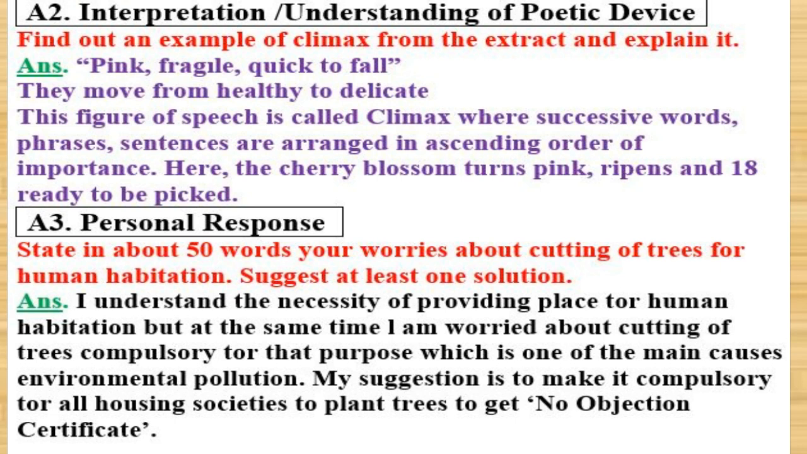Next, the activity related to personal response: state in about 50 words your worries about the cutting of trees for human habitation. Suggest at least one solution. Answer: I understand the necessity of providing place for human habitation, but at the same time I am worried about cutting of trees for that purpose, which is one of the main causes of environmental pollution. My suggestion is to make it compulsory for all housing societies to plant trees to get a no objection certificate.